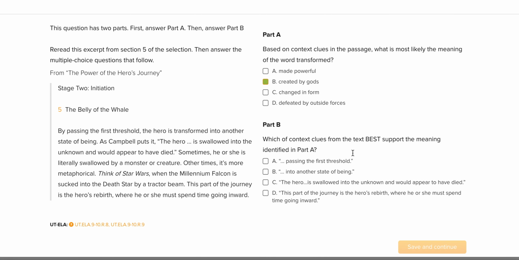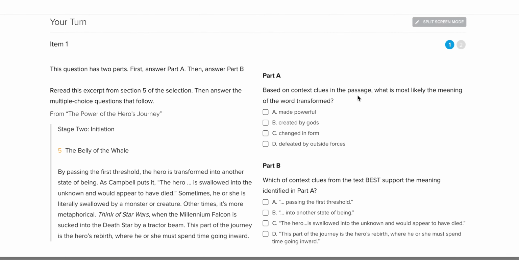StudySync will not only tell you if you got it wrong, but it will tell you why, and it will show you which one was correct. So you don't need to redo this if you don't get a great score. You just need to read through the answers and try to understand why you got it wrong to begin with.